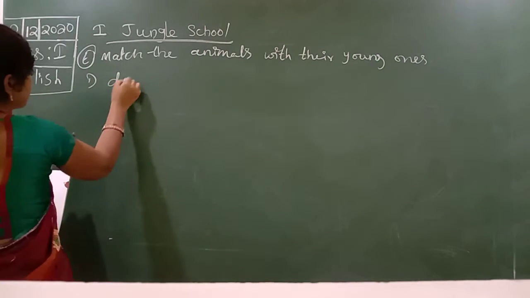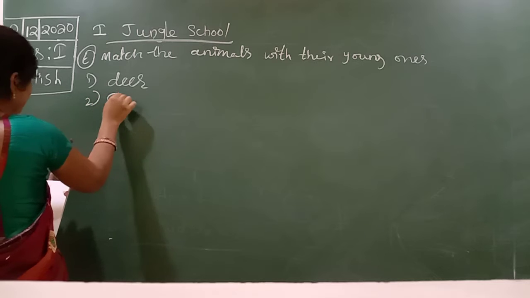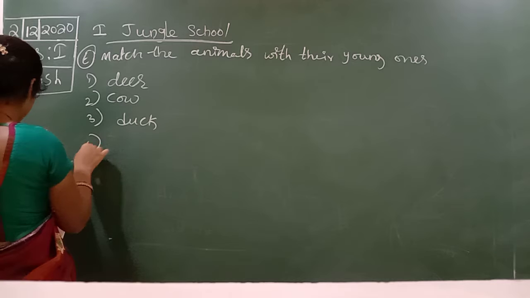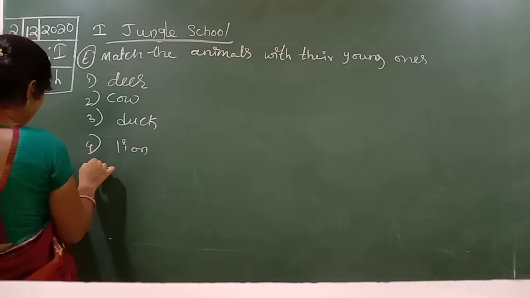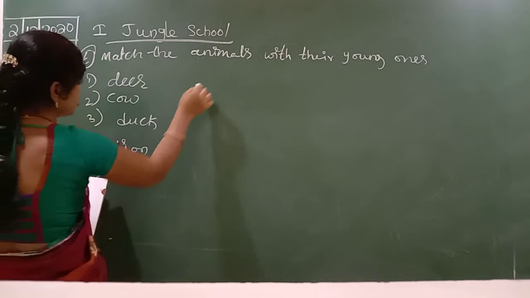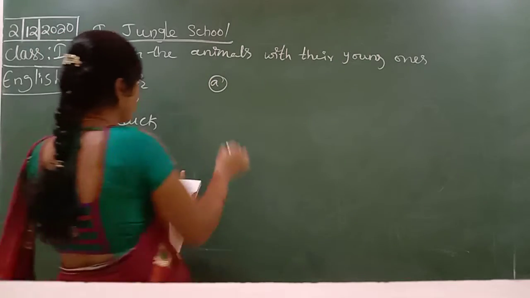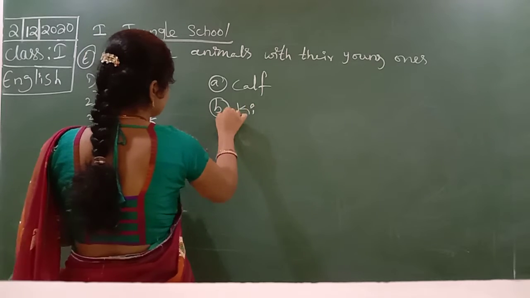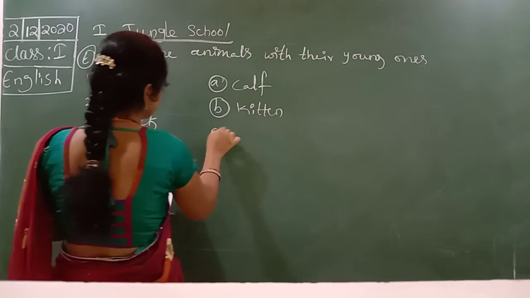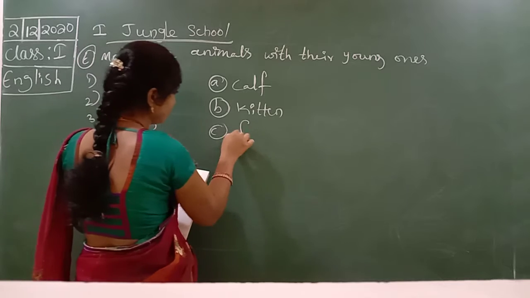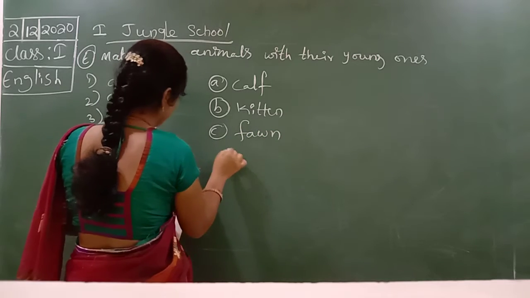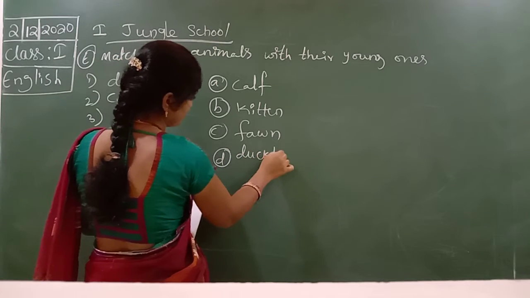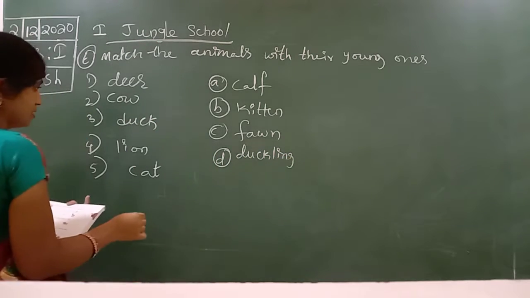First one, deer. Second one, cow. Third one, duck. Fourth one, lion. Okay, fifth one, cat. A, calf. B, kitten. C, fawn. D, duckling. Next, E.